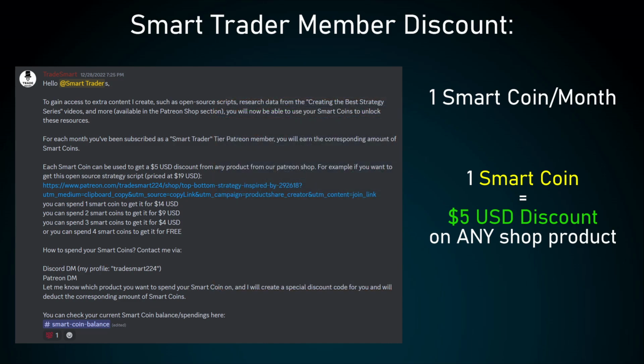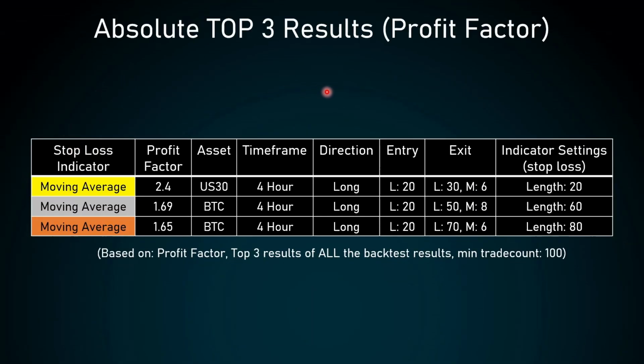And now, what you've all been waiting for, let's see the final results. Here you can see the absolute top 3 results. These results are based on the profit factor, the top 3 results of all backtesting results, and the minimum trade count was set to 100. As you can see, there's a clear winner, the moving average. But as I mentioned earlier, there's a reason for that. The moving average based stop loss partially got disqualified, because using a moving average as a stop loss is not just a stop loss indicator, it is also a trend filter indicator. The best result was generated on the US 30 4-hour chart, longs only, and it generated a 2.4 profit factor.